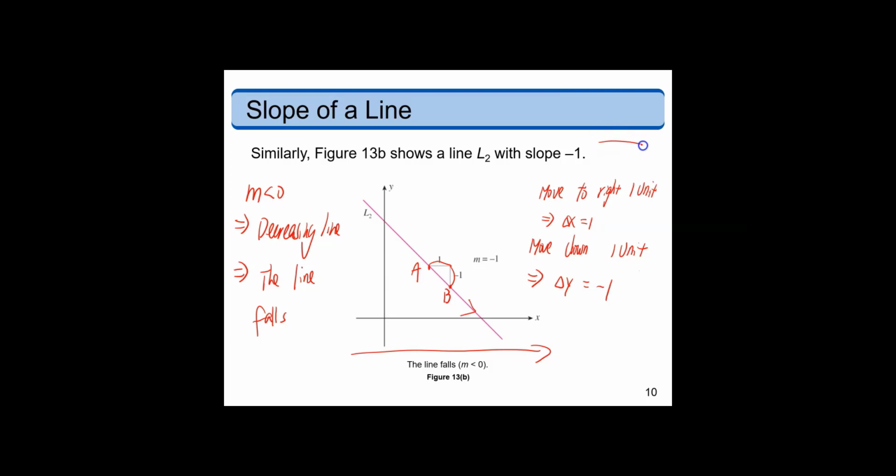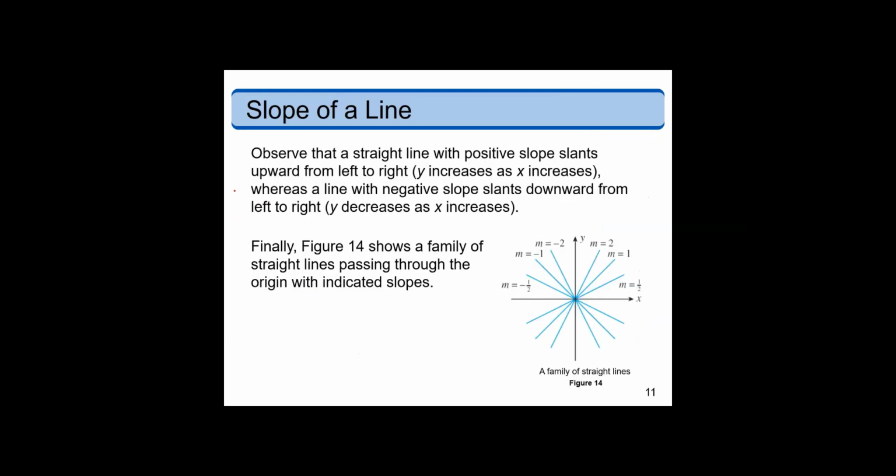All right, left or right: on the right, positive; left is negative. Up and down: going up, positive; going down, negative. So slope equals delta y over delta x. So it's -1 over 1. And -1 indicates it's a decreasing line, right? Because the slope is less than 0.